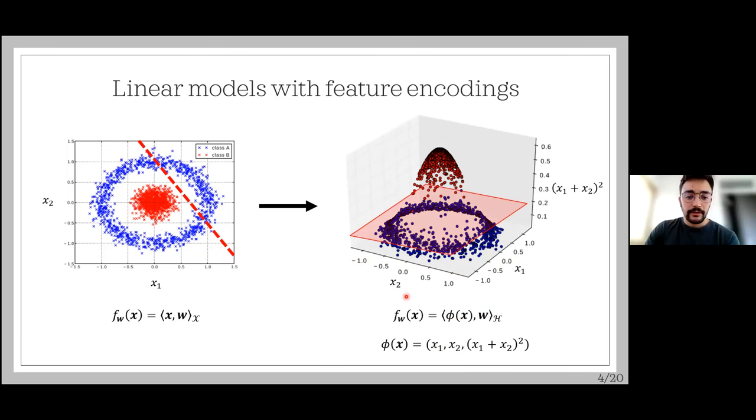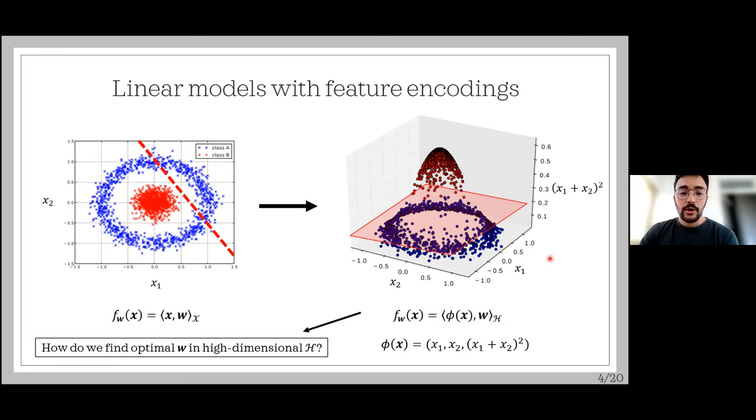With respect to the hypothesis family, what we had before is just a linear model in data space, but now we're talking about a linear model in feature space. This H here is going to be the feature space of x1, x2, and (x1 plus x2) squared in this case, for instance.